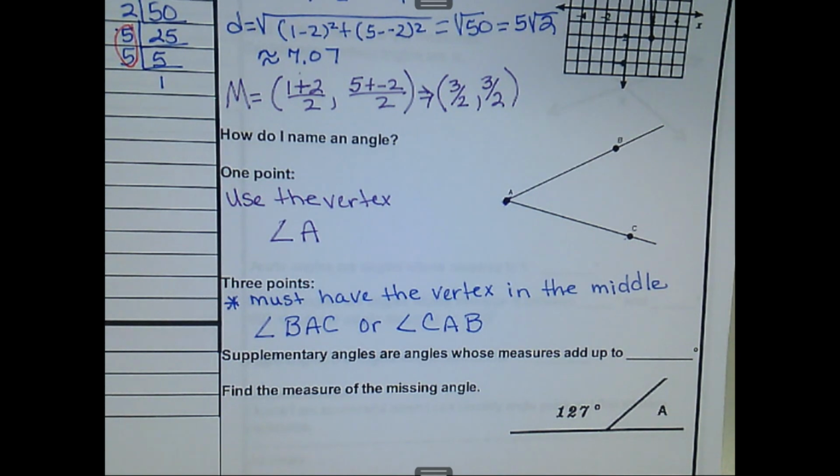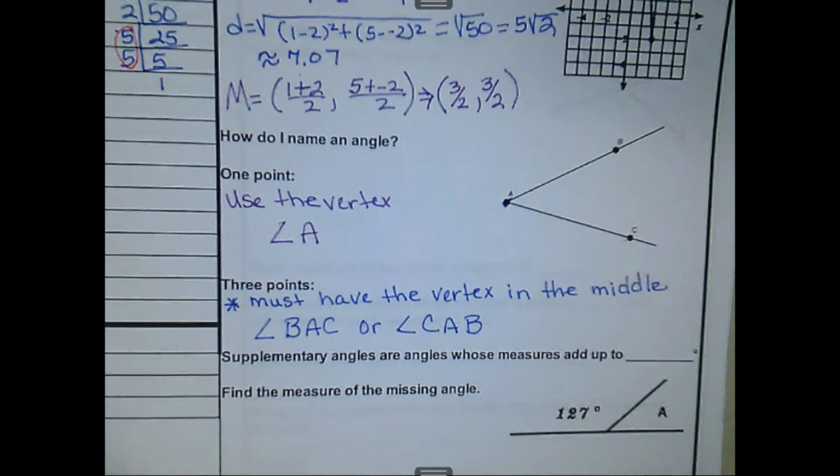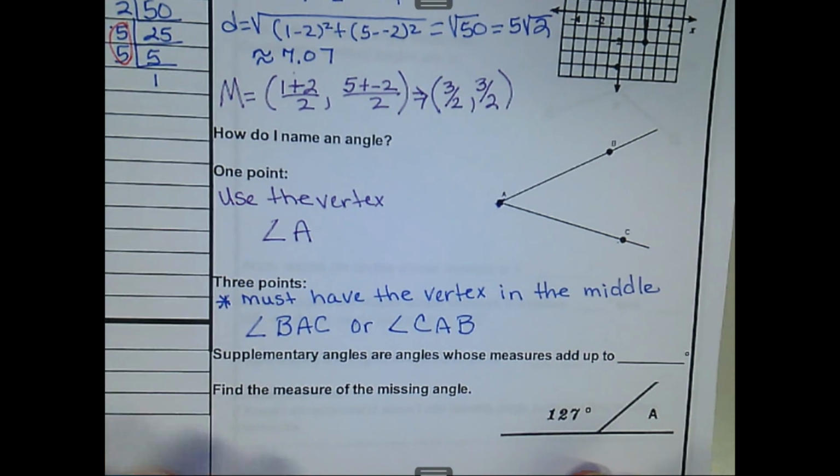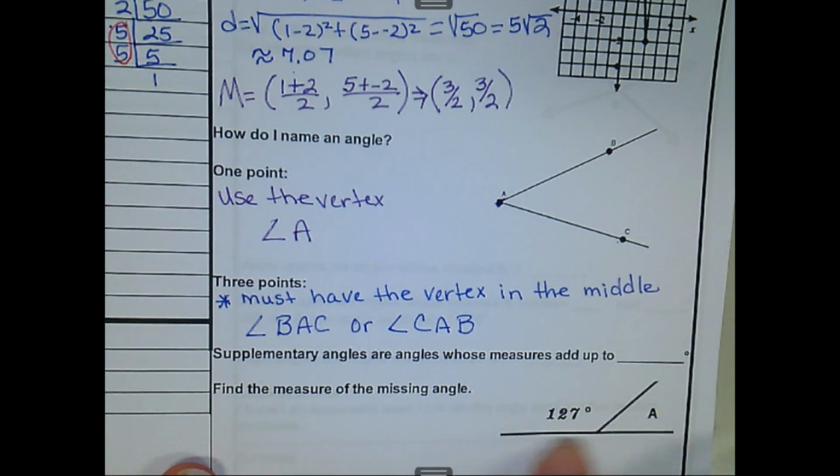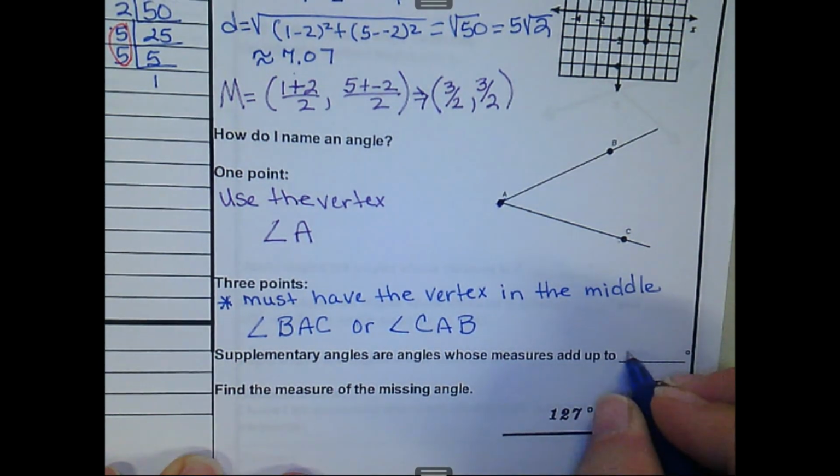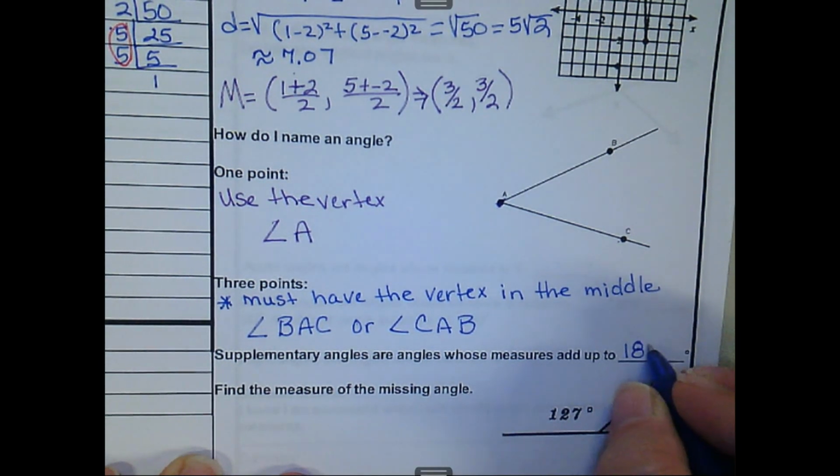Okay, and that brings us to supplementary angles. Supplementary angles are angles whose measures add up to what? Do you remember? I'll give you a hint. It's a straight line. It would be 180 degrees.